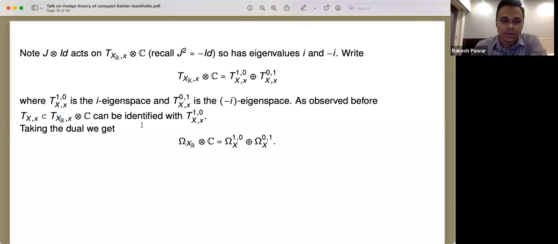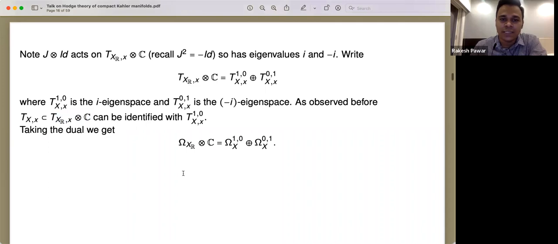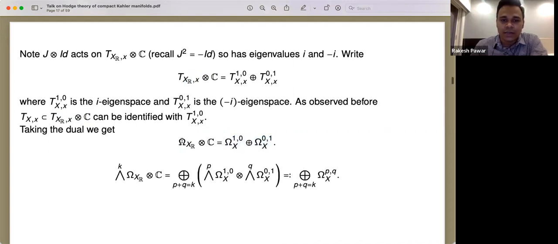Okay. So now what to do is we take the dual. Just take the dual Hom(T_X, C). So this is Omega_X, just the dual of this as a real vector bundle. I tensor with C, and this is the corresponding dual. Okay. So this is a complexified real vector bundle.